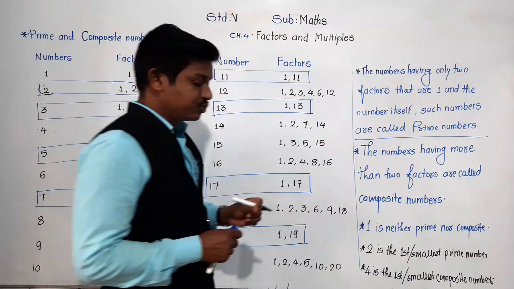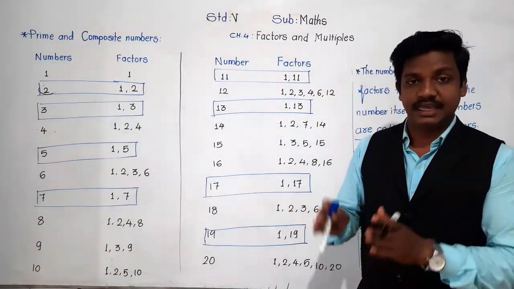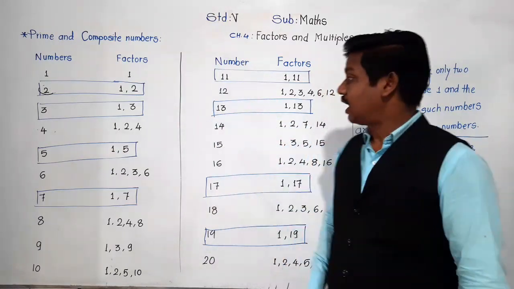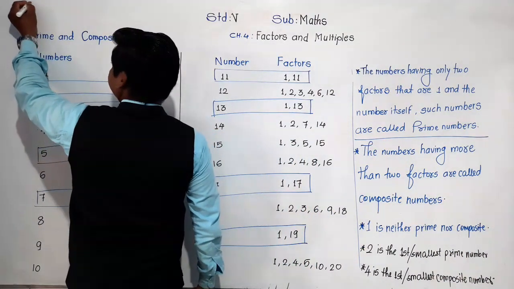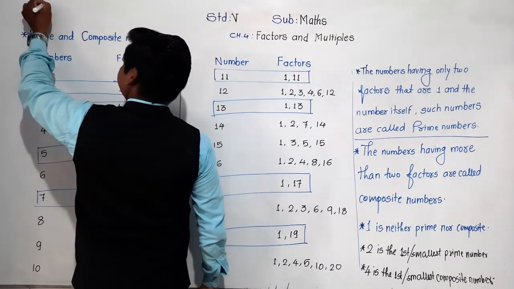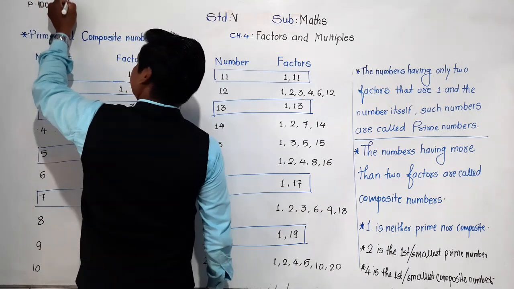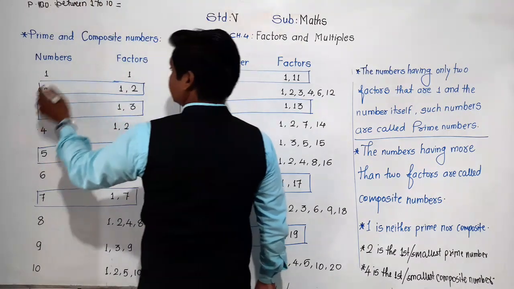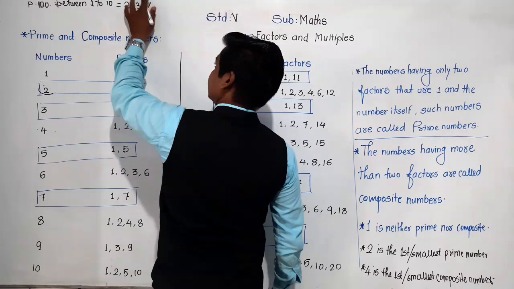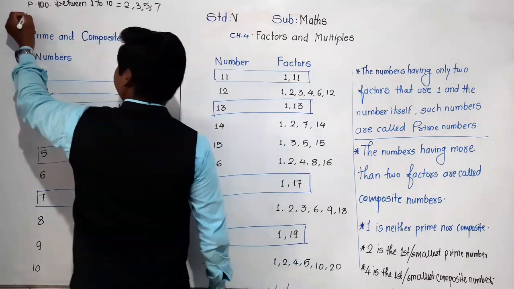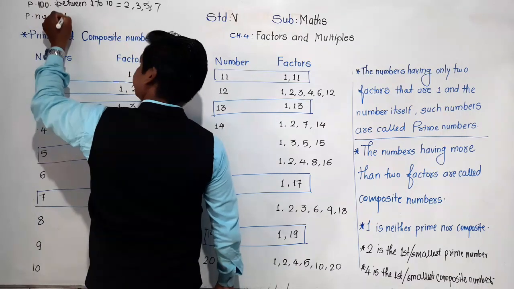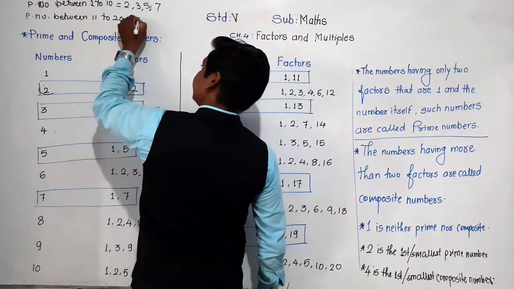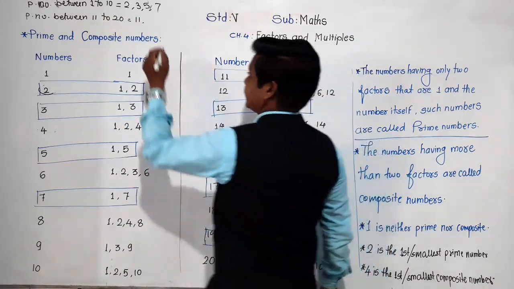Okay, so what we have to do is enlist the prime numbers from 1 to 100. How to enlist? First find prime numbers between 1 to 10. Then you get 2, 3, 5 and 7. Then prime numbers between 11 to 20. Then you get 11, 13, 17 and 19.